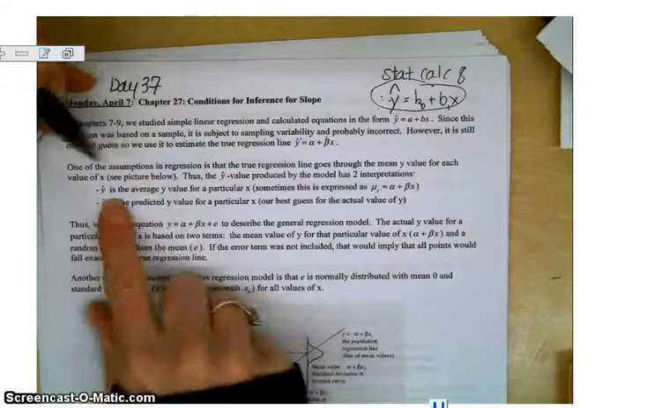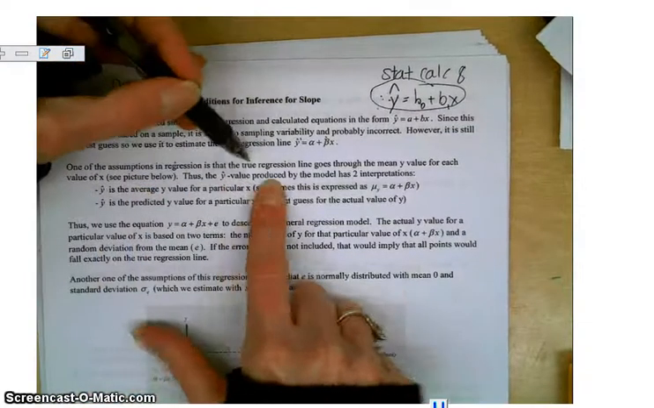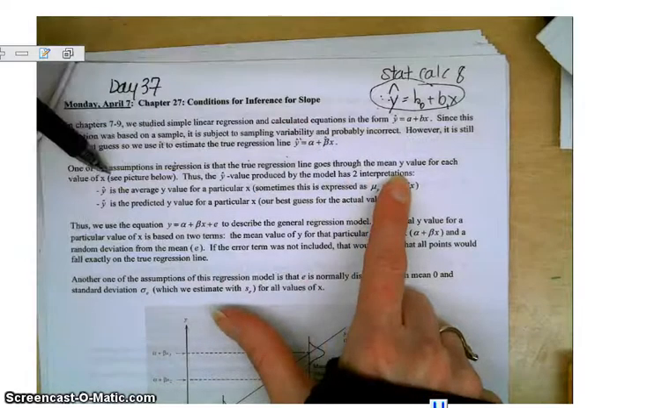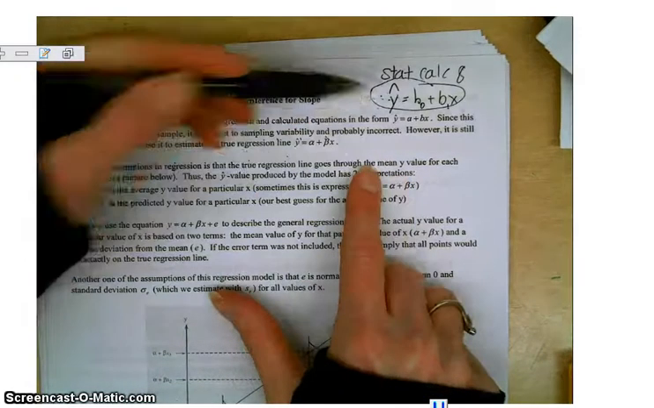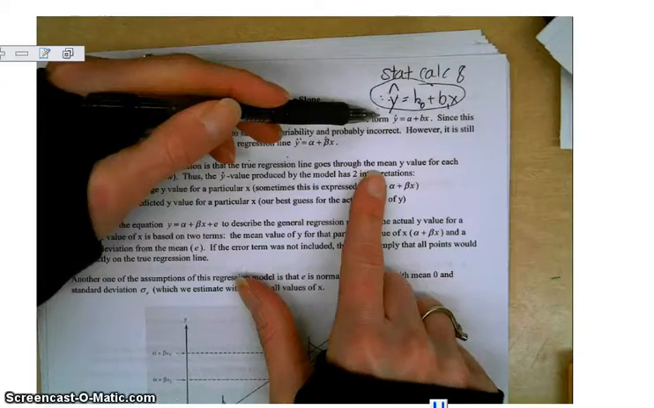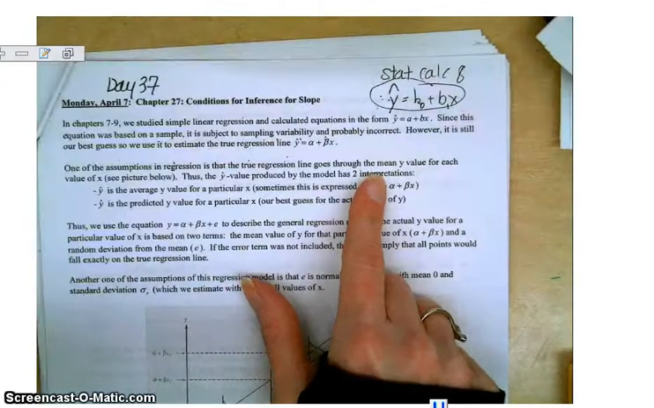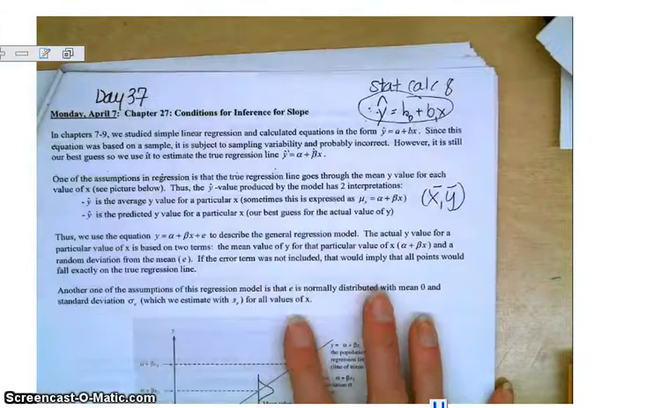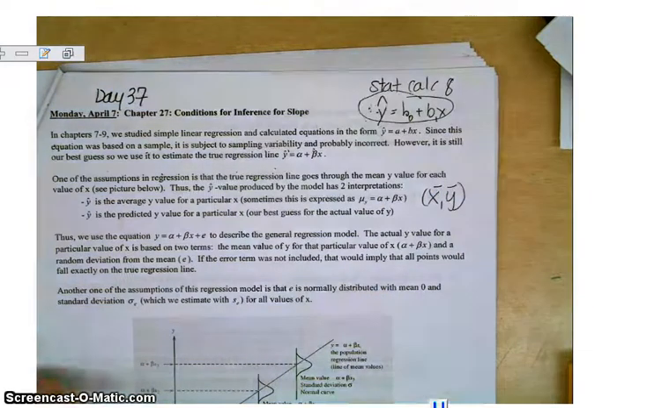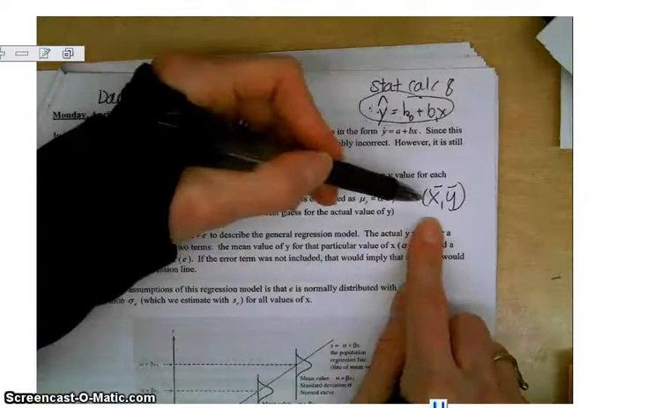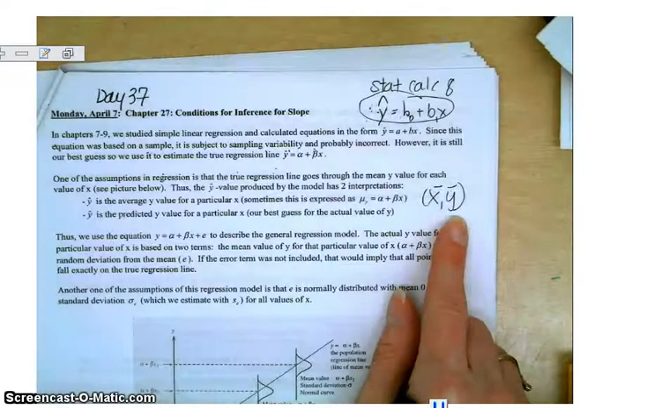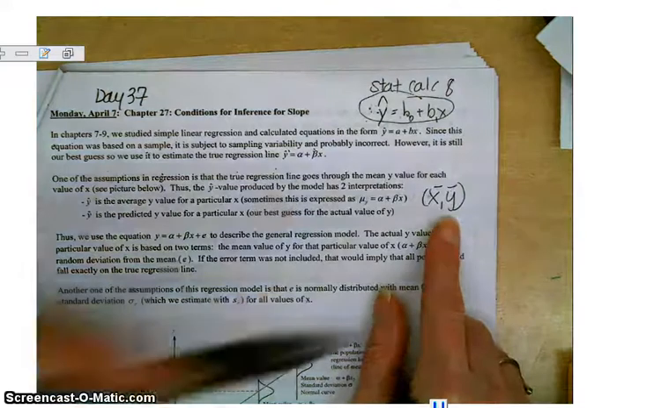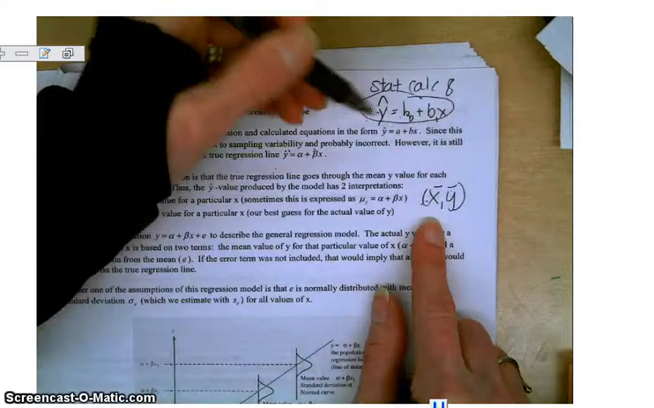So one of the assumptions in regression is that the true regression goes through the mean y value for each value of x. When you write a linear regression, the regression line always goes through x bar comma y bar, which we did discuss a long time ago. I'm just refreshing your memory. Every regression line goes through the mean of the x's and the mean of the y's. So you take all the x values and find their average, and all the y values and find their average. That point is on every regression line.